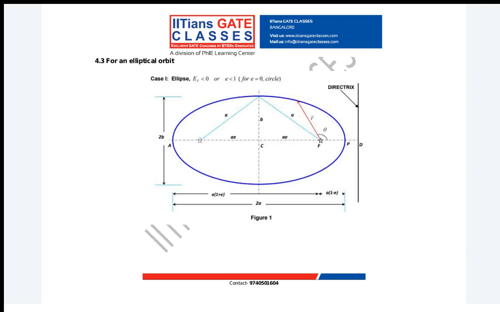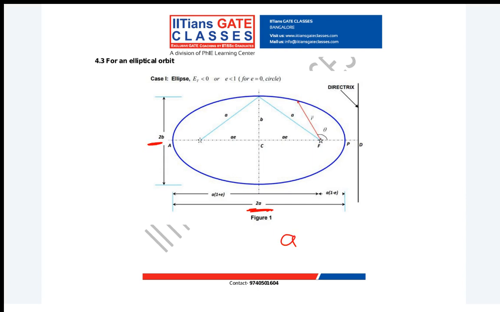Now the next, and most important, is the elliptical orbit. For an elliptical orbit, we already know ET is less than zero, and the eccentricity E is also less than one. And for the elliptical orbit, from our mathematics, 2A is the major axis and 2B is the minor axis.